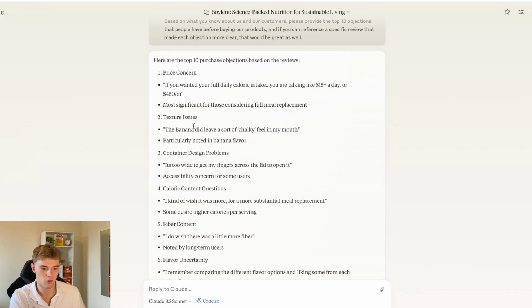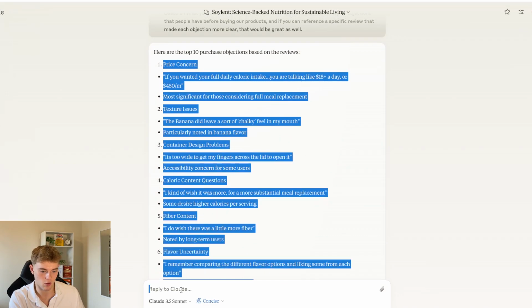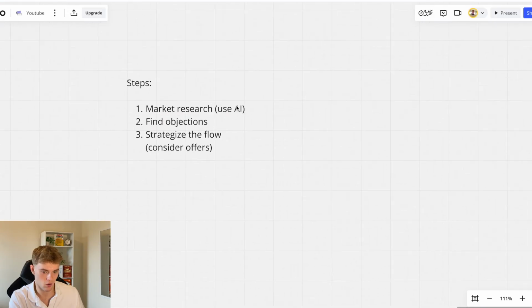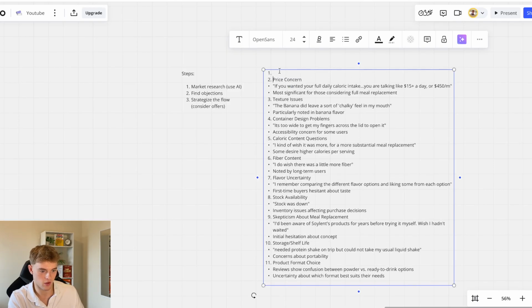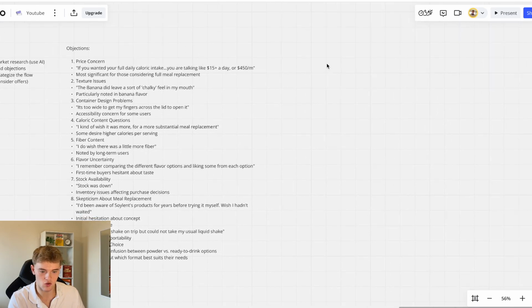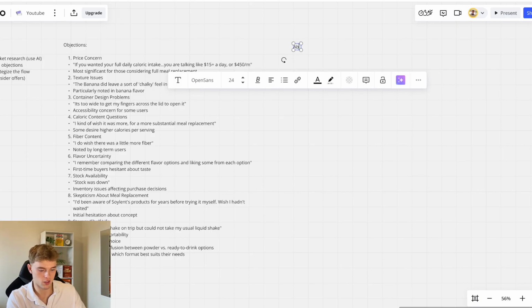Now, I don't want to spend too much time going through each of these, but what we will do is copy all of them and put them into our document here. So here we've got objections. Okay, now we're going to move into strategizing the flow. All right, so we're going to build this out right now with 5 emails.